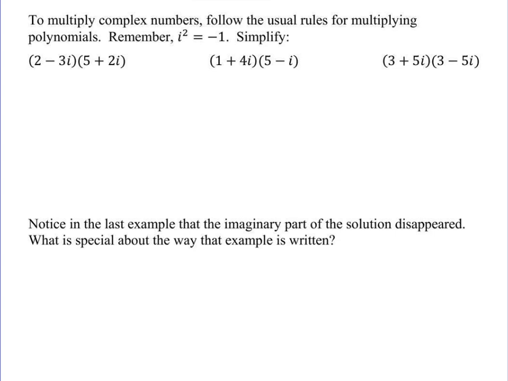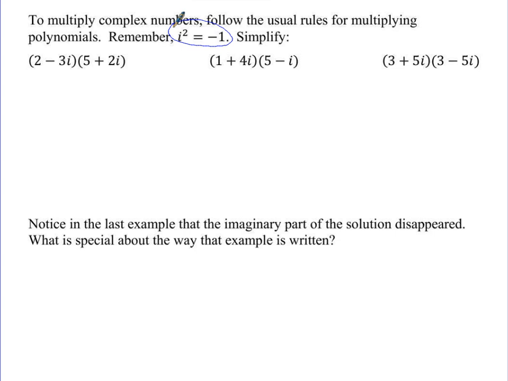That was addition and subtraction of complex numbers. Now we're going to do multiplying complex numbers. Follow the usual rules for multiplying polynomials. That means you're going to FOIL. You're doing the distributive property here. Don't forget i squared equals -1, so that when you're simplifying, you can simplify that as well.